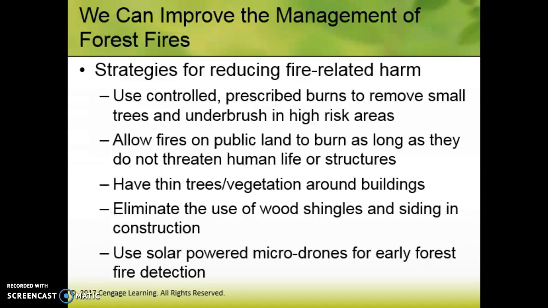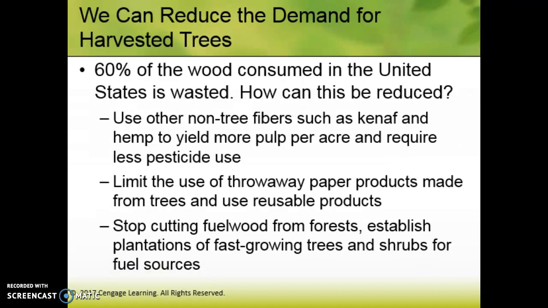So another method for improving the management of forest fires is we can use these solar-powered micro drones to detect forest fires. What those are, they're essentially drones that have a solar panel on the top, and they just fly above forests, and they can detect forest fires as they happen. They can use infrared cameras to detect heat changes, and so we can get on a forest fire and prevent it from expanding and becoming a crown fire. So pretty cool use of technology.